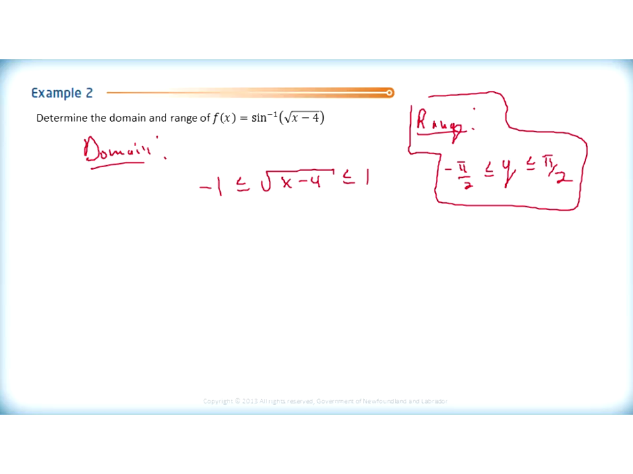So if I square both sides of this, I get 1 is less than or equal to x minus 4, which is less than or equal to 1. This seems kind of funny to me. Let's see what's happening here.